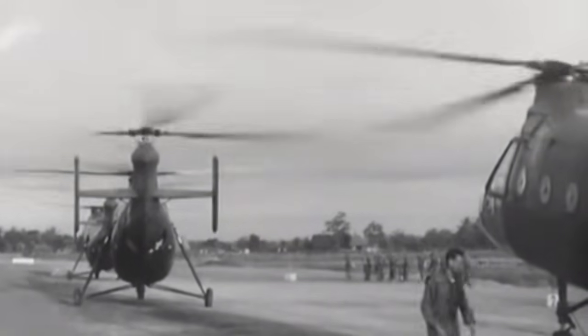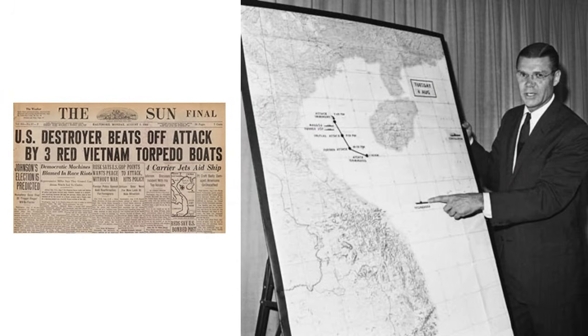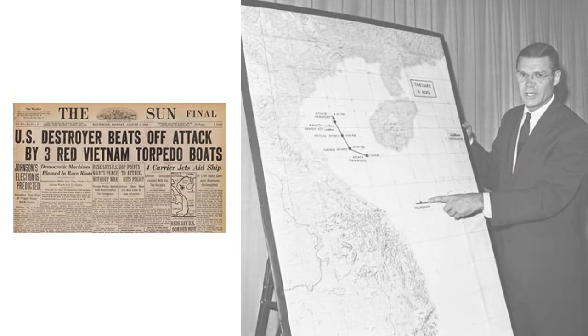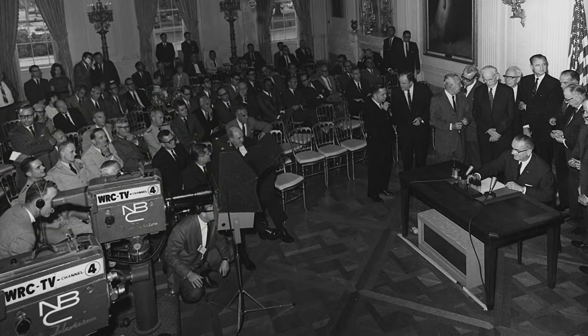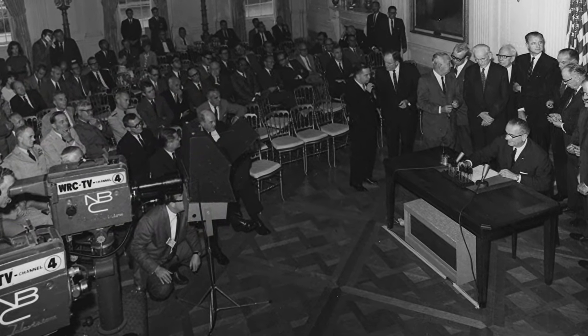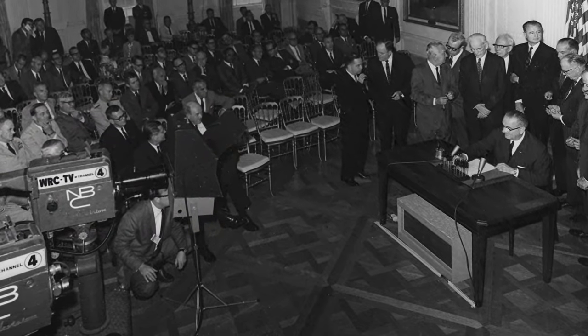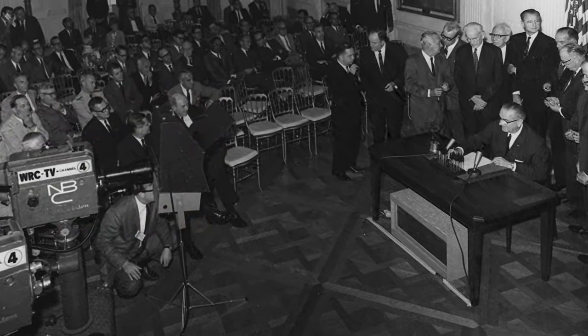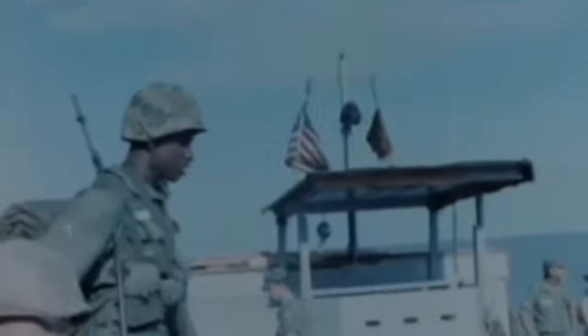In August of 1964, 2 American ships were reportedly fired upon in the Gulf of Tonkin. This resulted in the U.S. Congress passing the Gulf of Tonkin Resolution, which gave President Lyndon Johnson authority to conduct military operations in Vietnam in order to protect U.S. personnel. The first American combat troops arrived in Vietnam in 1965.